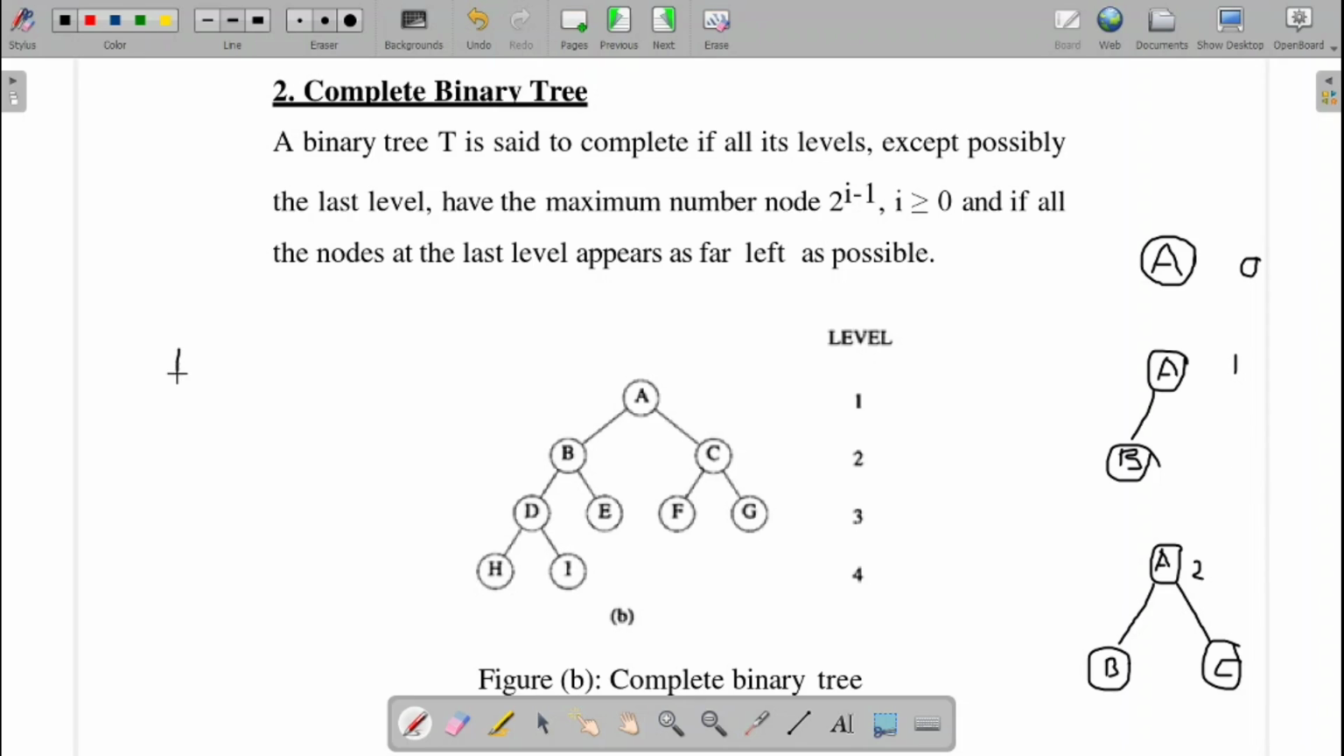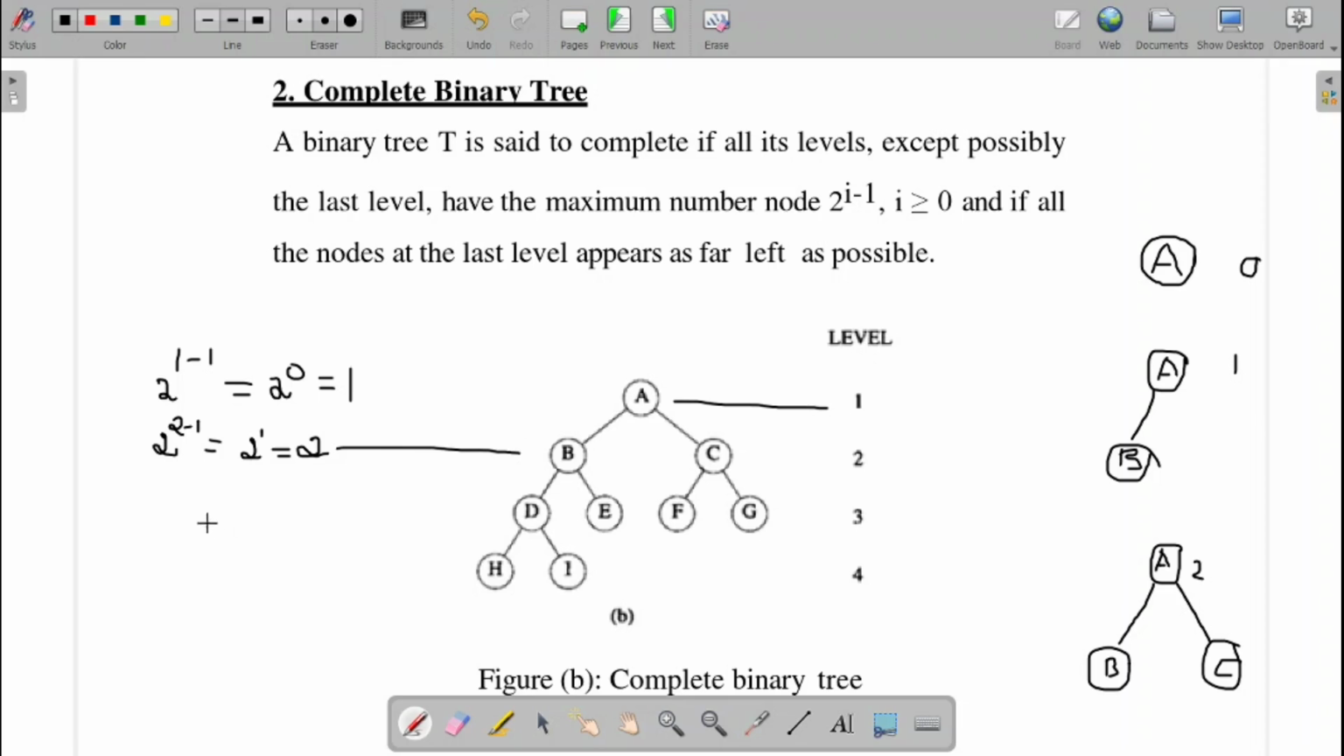Suppose level 1. Level 1 is nothing but your root. So how many nodes may be there? 2 power of 1 minus 1, which is 2 power of 0, which will be equal to 1 element. That is, we can have 1 element present. For level 2, it is 2 power of 2 minus 1, which will be equal to 2 power of 1, which will be equal to 2. That is, at level 2, a maximum of 2 nodes are possible.